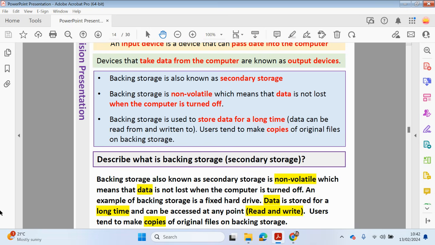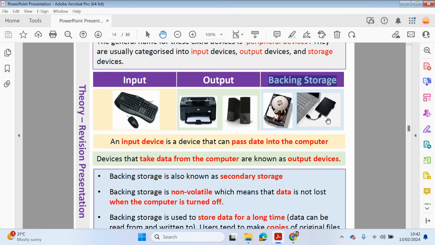So backing storage is also known as secondary storage, and backing storage is non-volatile, which means that data is not lost when a computer is turned off. And backing storage, such as your fixed hard drive, can store data for a long time. So you can turn your computer on and off as many times as you like. Data will be stored for a long period of time. So this could include your applications, your pictures, videos, documents. And users tend to make copies of original files onto backing storage. So backing storage could also be external drives, which could contain backups of files from your fixed hard drive.